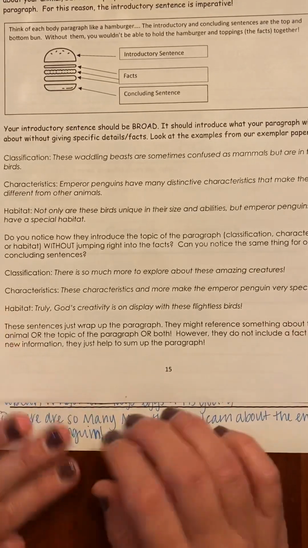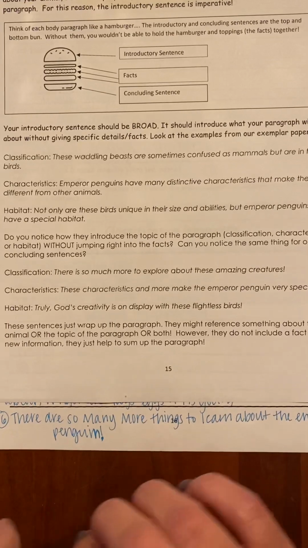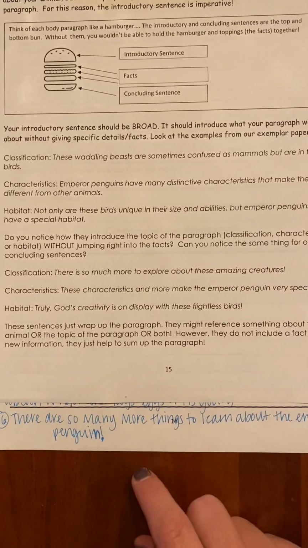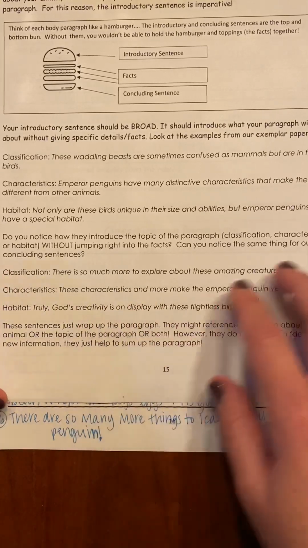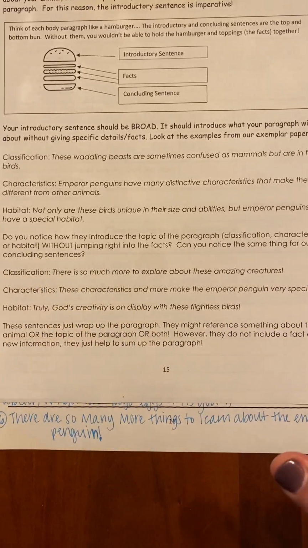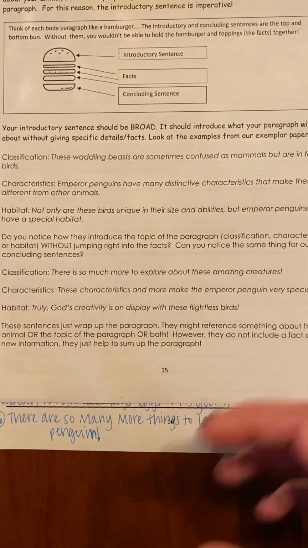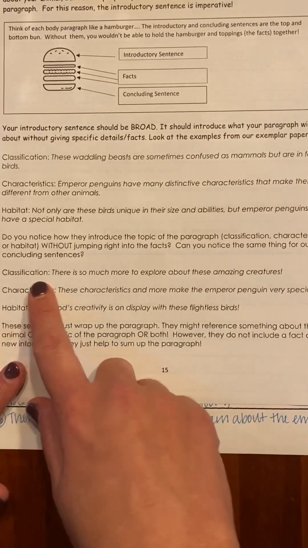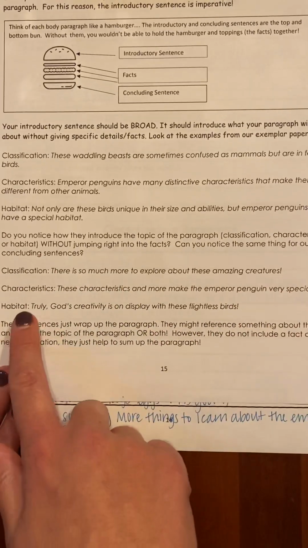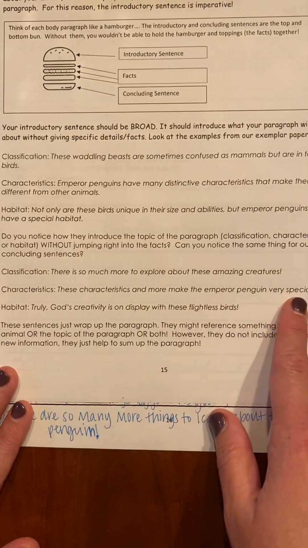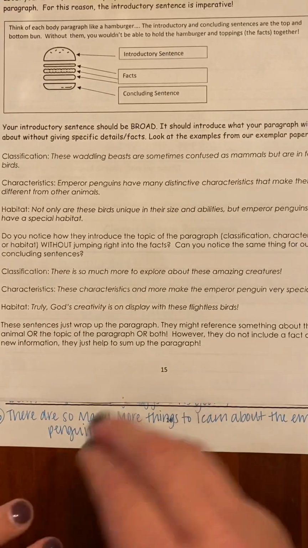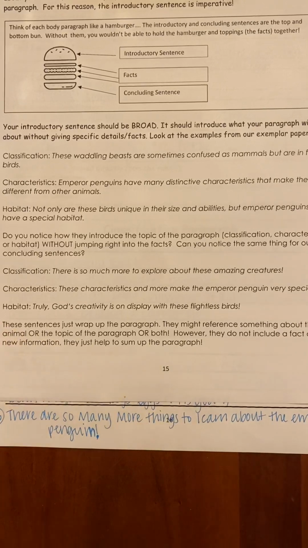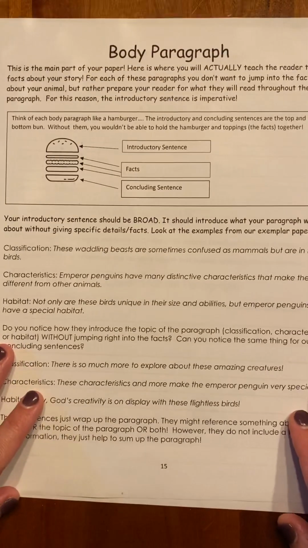Okay, so this is like a wrap up. I like things in a nice little neat bow. In fact, I like mine double knotted. So this is just knotting everything up, saying, hey, this is what you just read about in the paragraph. I'm just tying it up in a neat little bow before we introduce the next topic. So there's so much more to explore with these amazing creatures. These characteristics and more make the emperor penguin very special. And truly, God's creativity is on display with these flightless birds. Okay, so they just wrap up. They're not introducing any new material.